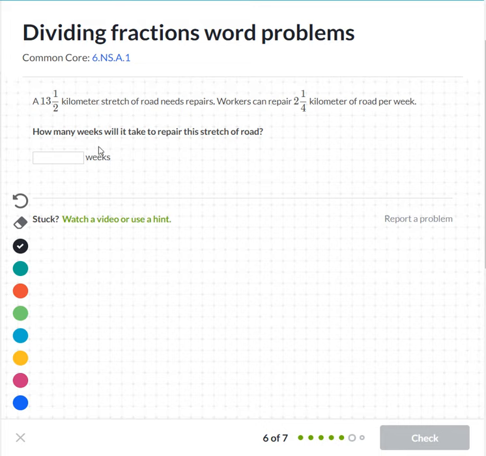A 13.5 kilometer stretch of road needs repairs. Workers can repair 2.25 kilometers of road per week. How many weeks will it take to repair the stretch of road? So the stretch of road is what's being repaired. How much road is there? 13.5 kilometers. So here's my road.